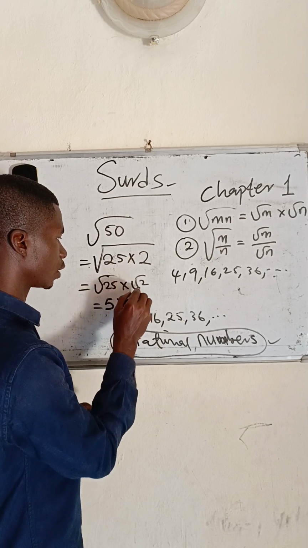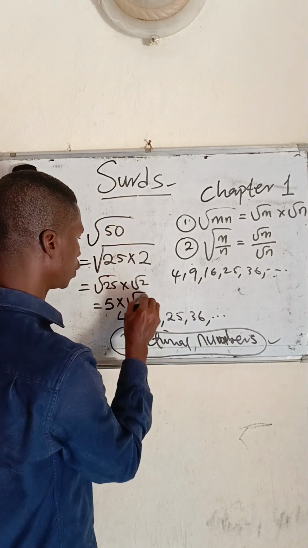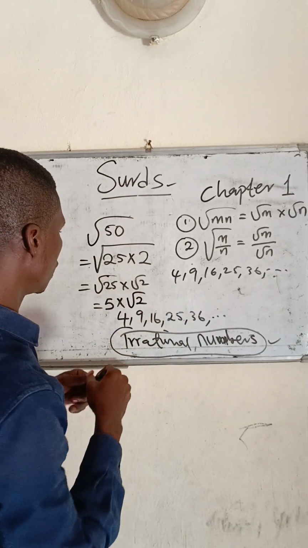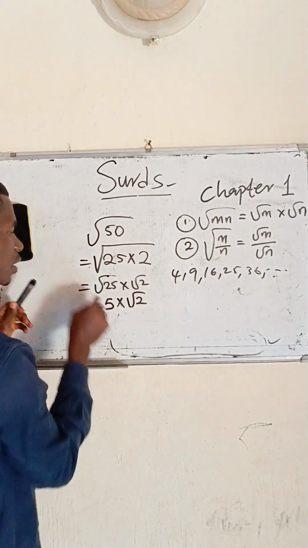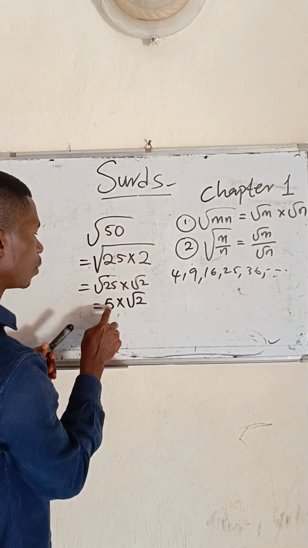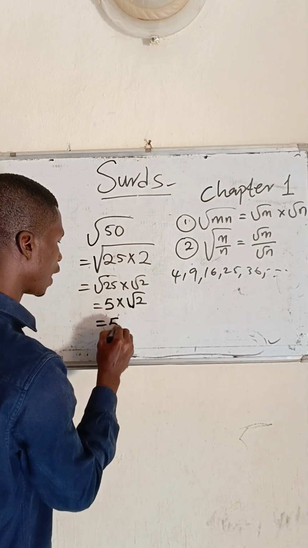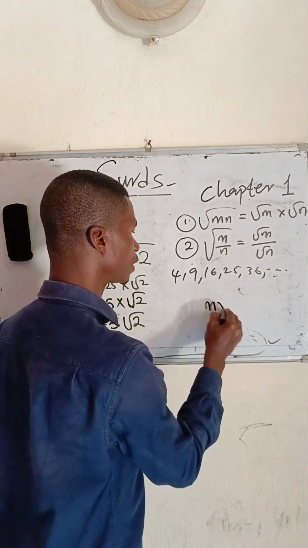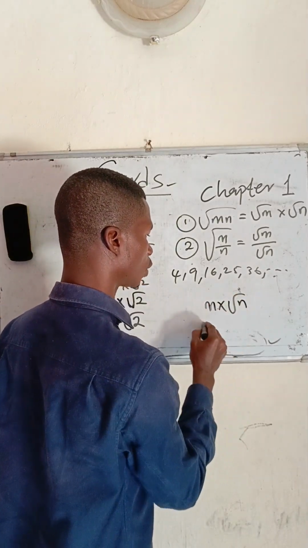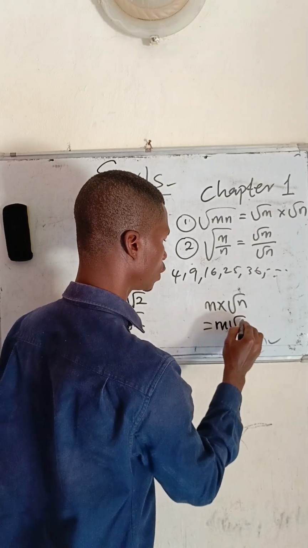You cannot find the square root of this one. That's why they are called irrational numbers, and they are what? Surds. So these 2. Please note this. Since this is not carrying a root any longer, don't multiply this times this inside the root. What you do is just to say 5 root 2. Please take note of that. So if you have m times root n, you can't multiply this and this. You only say m root n.